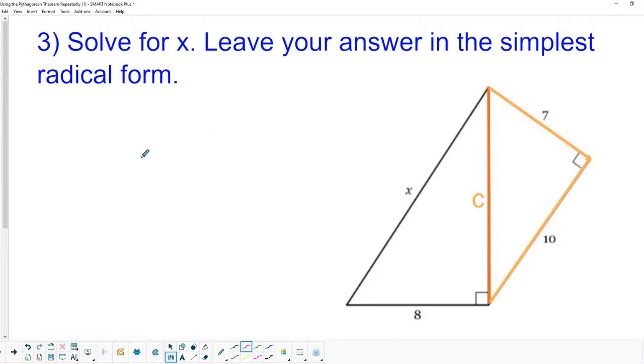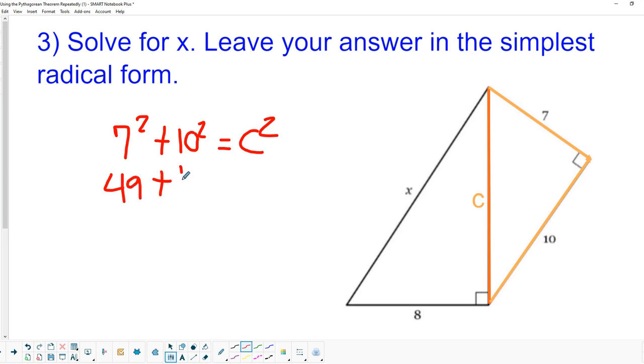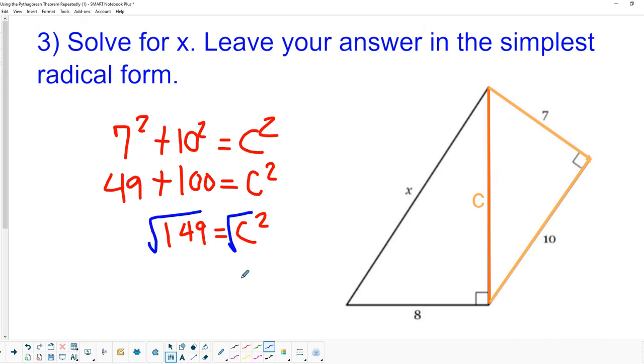So the first one we're going to put out there, 7 squared, so a squared plus b squared equals c squared, or 49 plus 100 equals c squared, or 149 equals c squared. So then we're just going to take the square root of both sides. And so that's going to give us c equals the square root of 149.